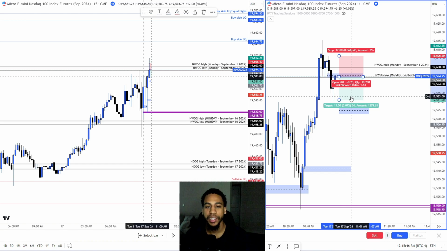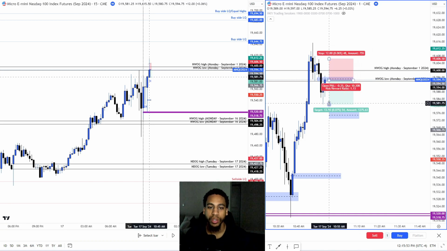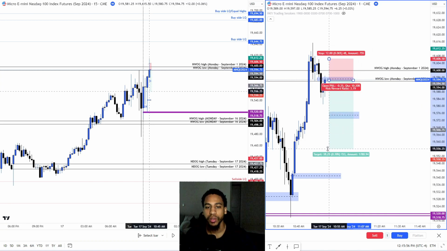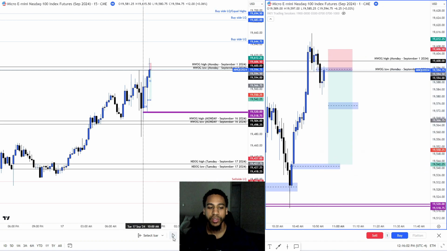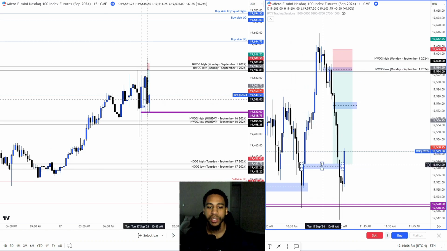I know ICT says, I think he says at least 10 to 20 handles. This might be 10 to 20 handles, but just to keep your risk to reward, you want to aim for something a little lower. So during the video, if you go watch that, I aim for this low right here. And if you just let this play out, you can see we got a clear run to that inefficiency right there.